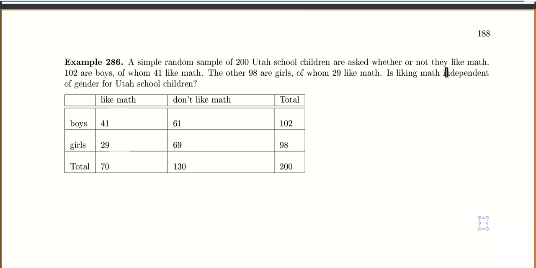Well, right away it says the word independent, so I know I'm probably going to want to use the chi-square test for independence. Also, notice we have two different variables, whether or not they like math and which gender they are. So two different variables, so it has to be the chi-square test of independence.